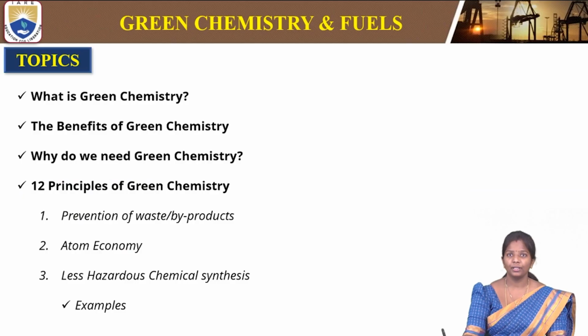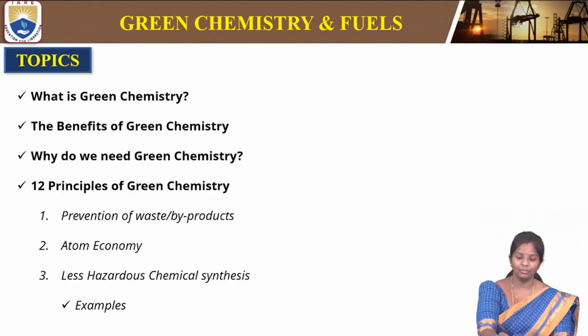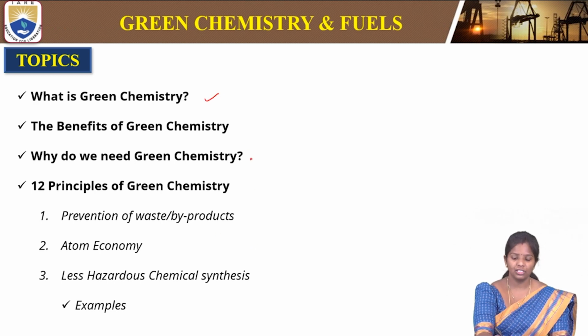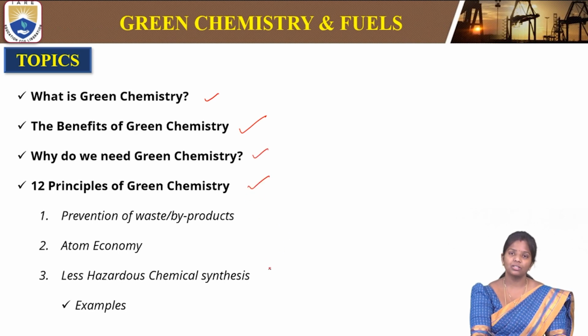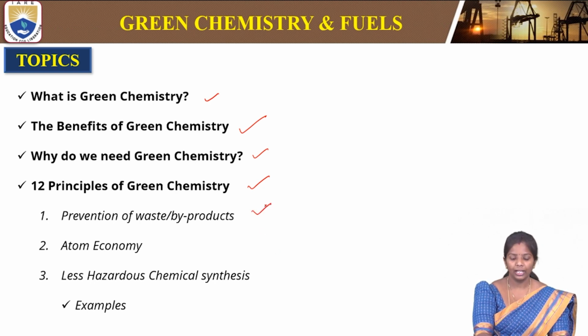So here are the topics. Let us understand what is green chemistry, then what are the benefits of green chemistry, then why do we really require this green chemistry in our practical applications. Then there are 12 principles of green chemistry. Of that, we will see these three in detail: prevention of waste or byproducts, then atom economy, then less hazardous chemical synthesis with some examples. So these are the topics we are going to cover today.